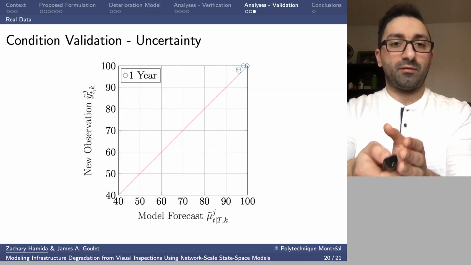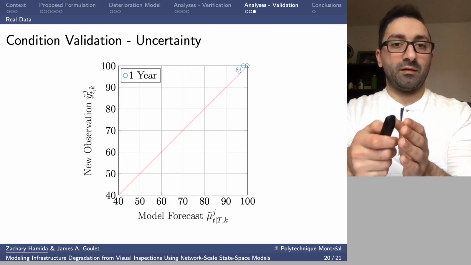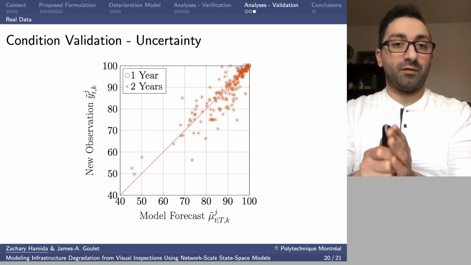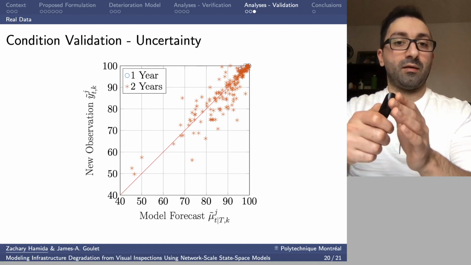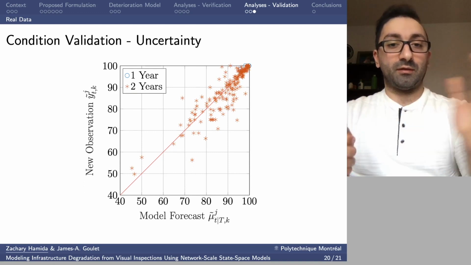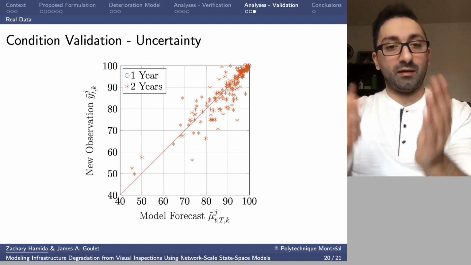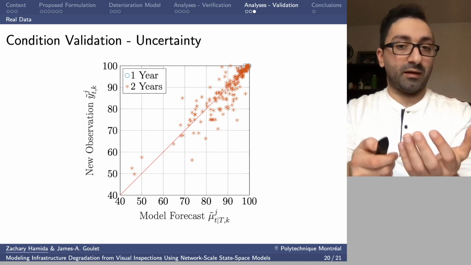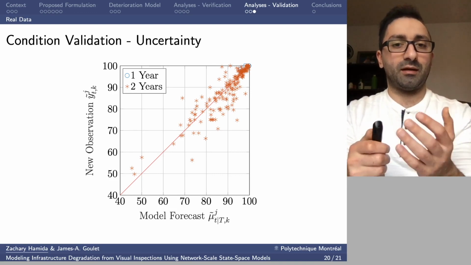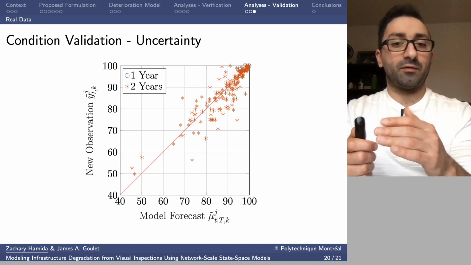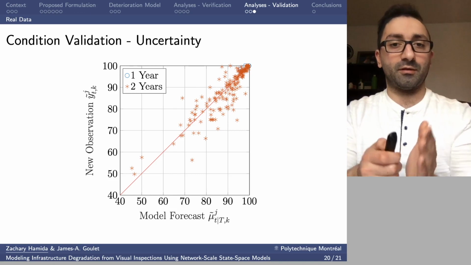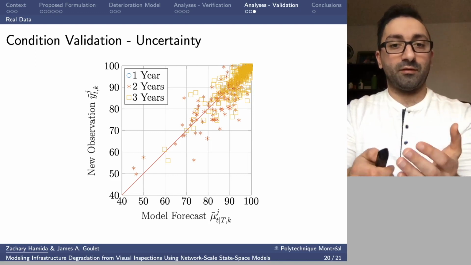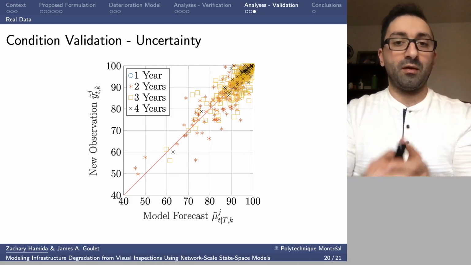So this is what we have if the new observation, the hidden one, was 1 year after the last observation. This is what we have if the hidden observation was 2 years after the last observation. So the hidden observation is really something that wasn't used in the training. And as you see, there is an alignment on the diagonal, but however, I don't need to land on the diagonal because I'm comparing forecast to observation. So there is uncertainty. So this is for 2 years. This is for 3 years. Also, we see a good alignment, and for 4 years, we see a good alignment.